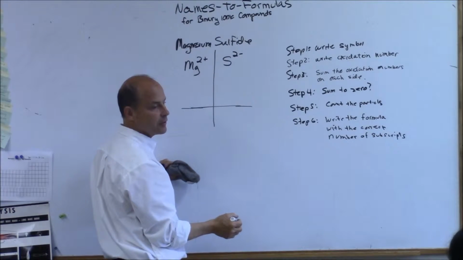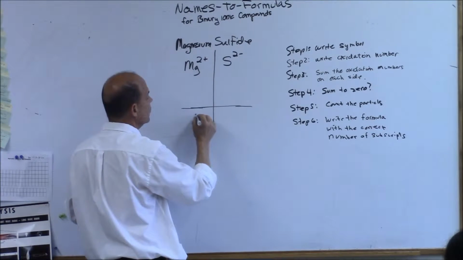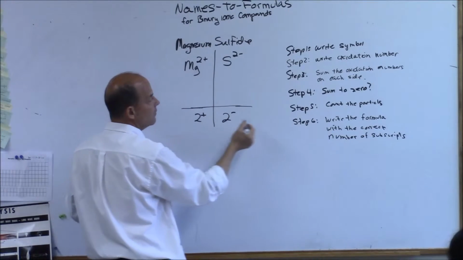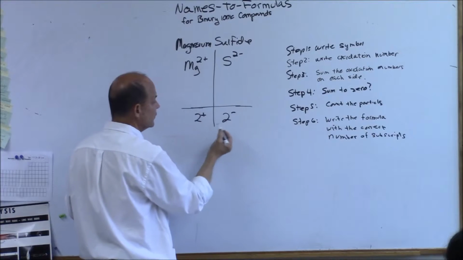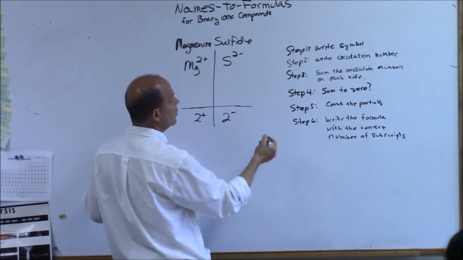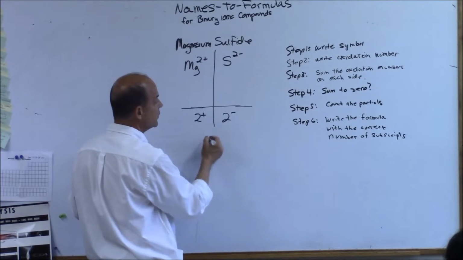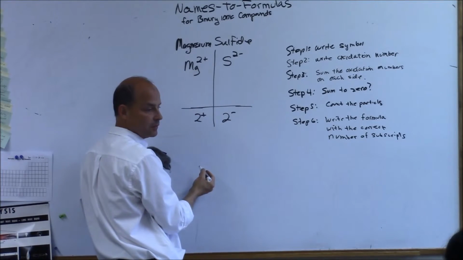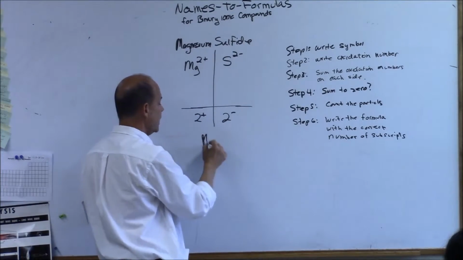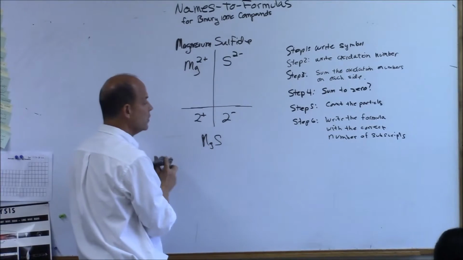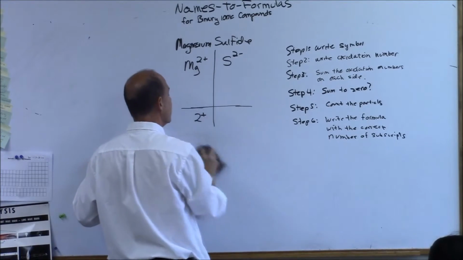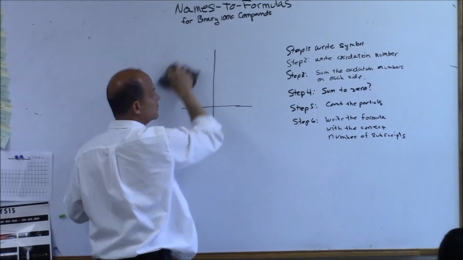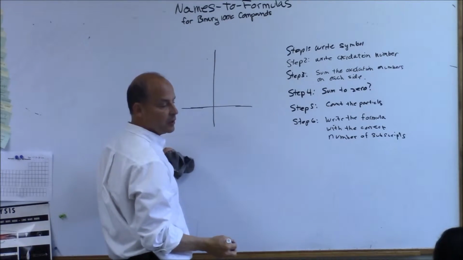Looks to me like another match made in heaven, right? Because if we bring this 2+ down and this 2- down, and then step 4, do they sum to 0? The answer is yes. Then we're done. We count the number of particles and then we write the formula. So what would the formula for magnesium sulfide be? MgS. Okay, and we're done. All right. So far, easy peasy, lemon squeezy. Maybe 3 will be a little more interesting.